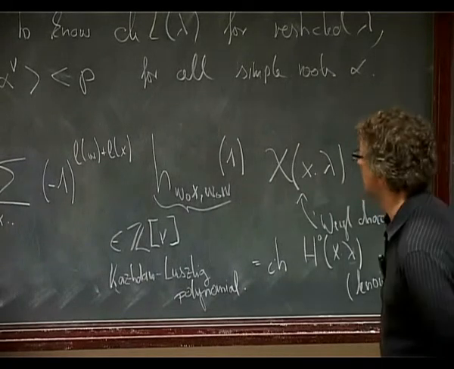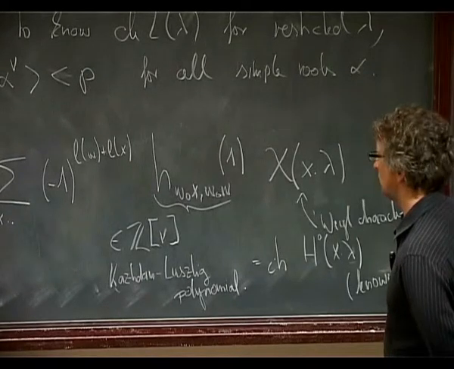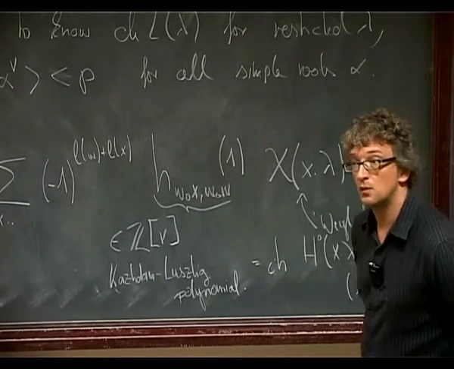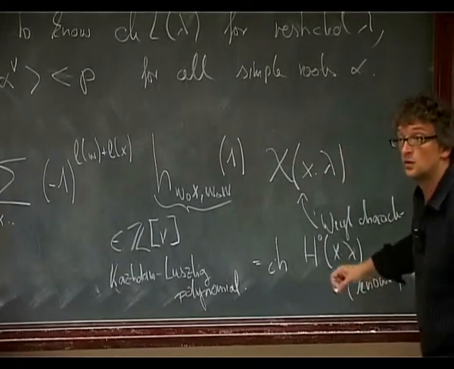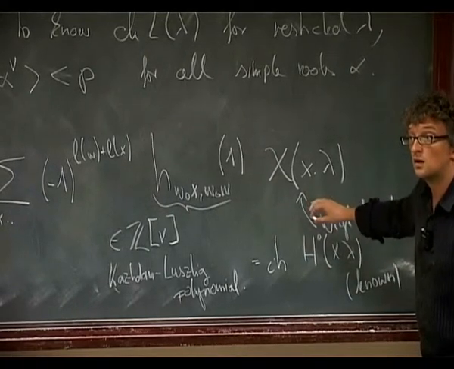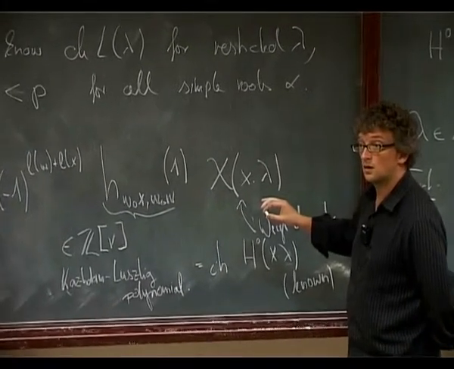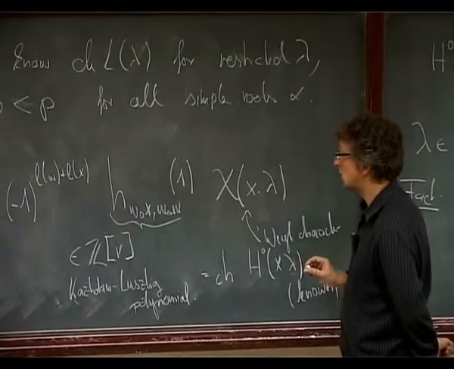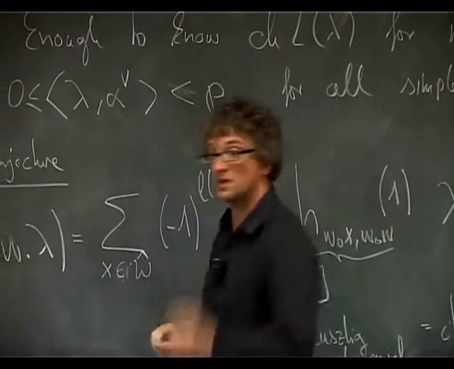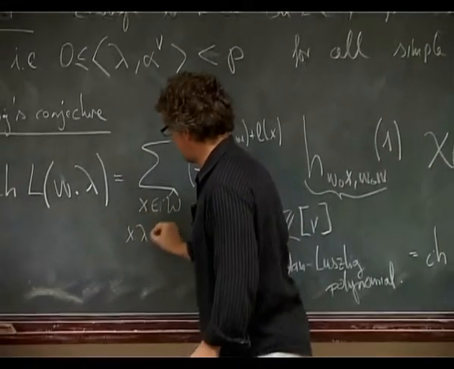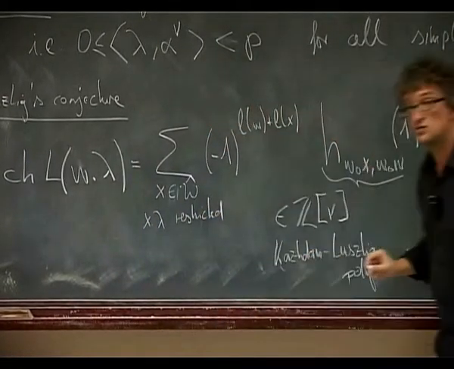I mean, that chi of x dot lambda is also included in the formula? Yes, he's asking whether the character of the Weyl module is part of it. Right, so yes, it's part of it. What is the summation over again? Yeah, so this is the summation over x in the affine Weyl group, where x dot lambda is restricted and dominant.